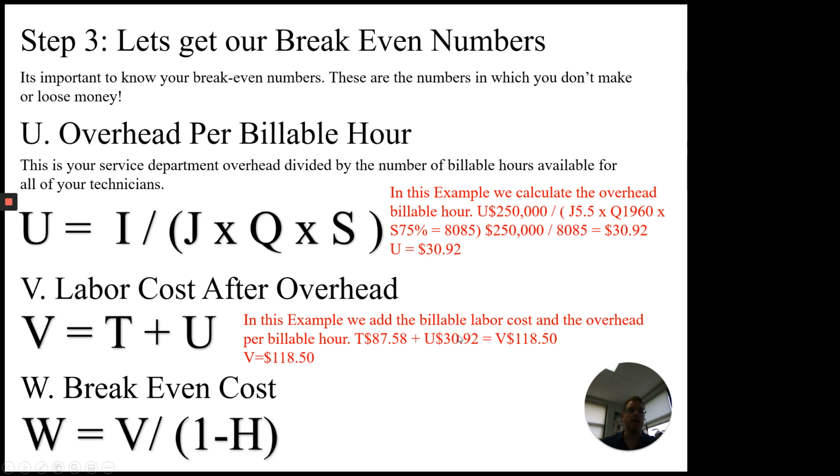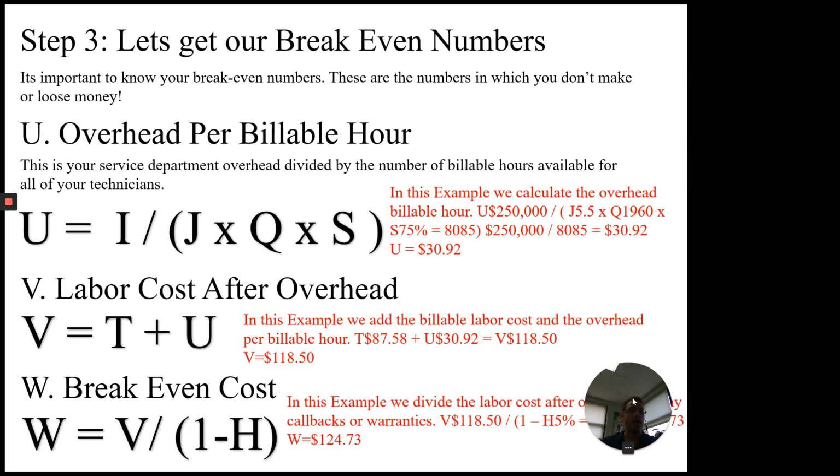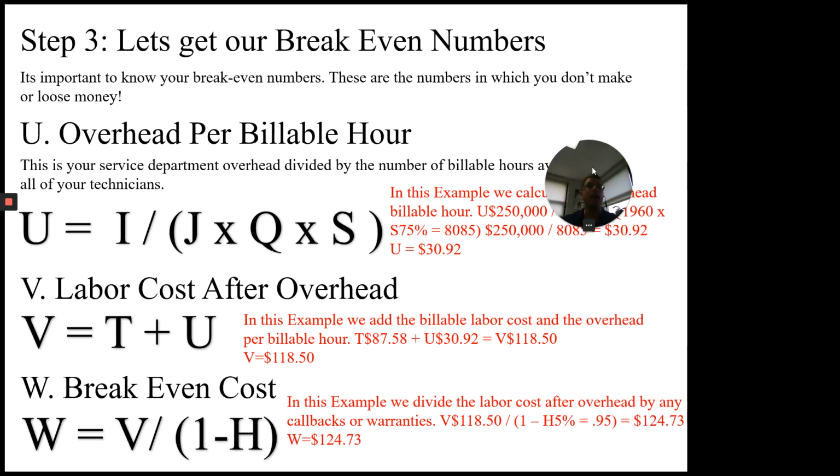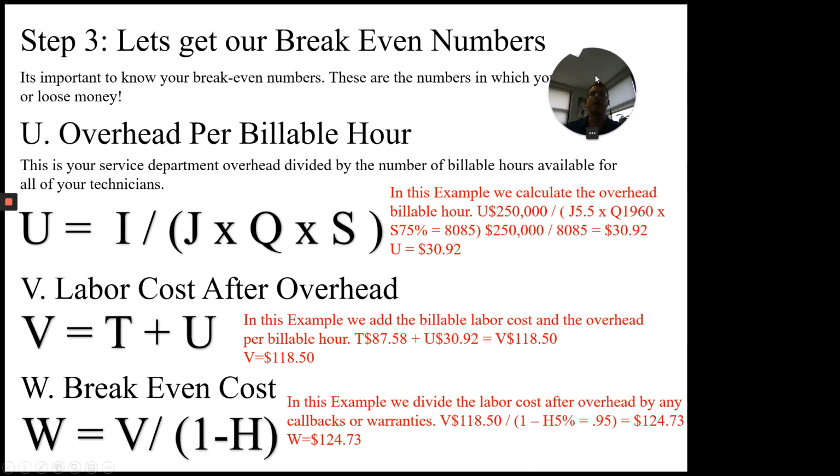Now, how do we get our break-even cost? Our break-even cost is our labor cost after overhead, but we have to add in our warranties and our free calls and our callbacks that we put before. So simple. The break-even cost is the labor cost after overhead divided by 1 minus the percentage of the callbacks and the warranties. So in my example, I divide 118.50 by 0.95 because 1 minus 5% is 0.95, and it brings my break-even cost to 124.73.